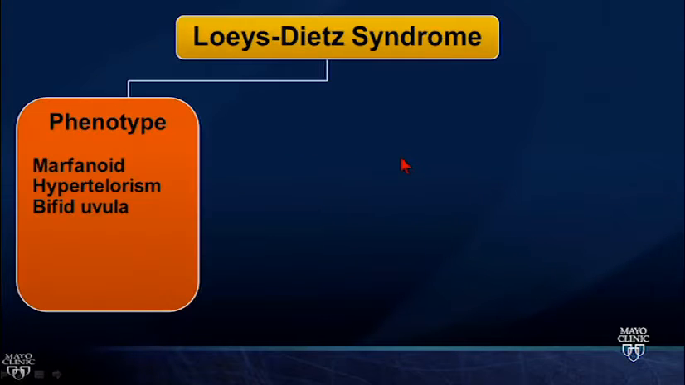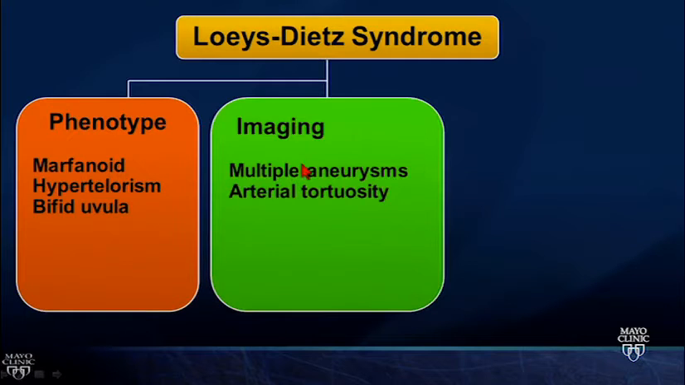A related syndrome, which was only described in 2005, is the Loeys-Dietz syndrome. These are Marfanoid patients, but they have a slightly different phenotype. Most of them will have widely spaced eyes and a bifid uvula. And on imaging, they're a little different. They have more aneurysms than in the Marfan syndrome, and really prominent arterial tortuosity.